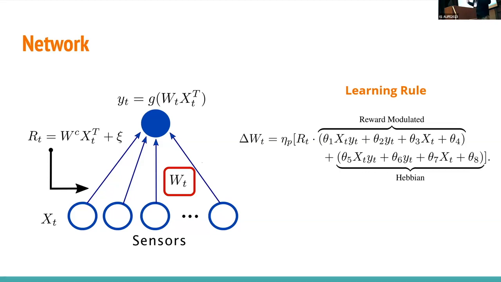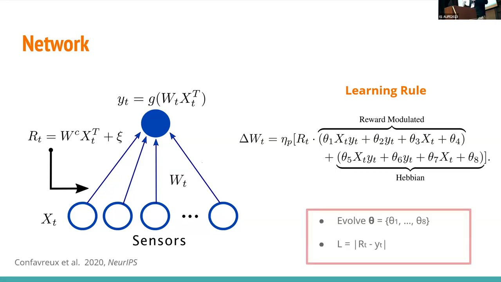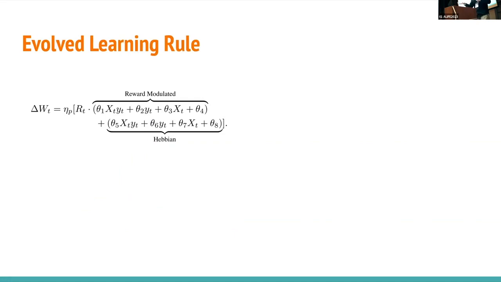And what we evolve is the parameterization of this rule. So we have these different components, and we evolve them in order to get as close a prediction of the food value as possible. We use a very simple evolutionary algorithm, and we evolve these 8 terms. And let's see what we get.